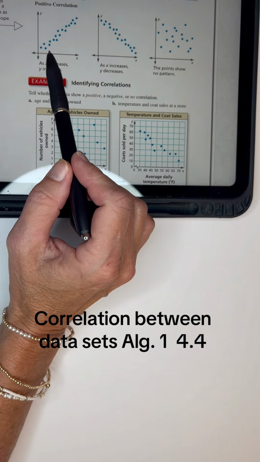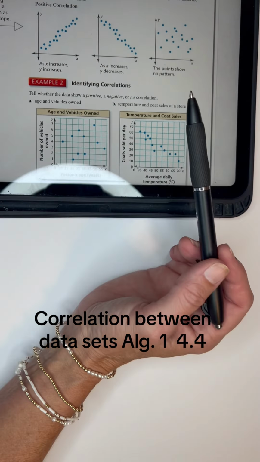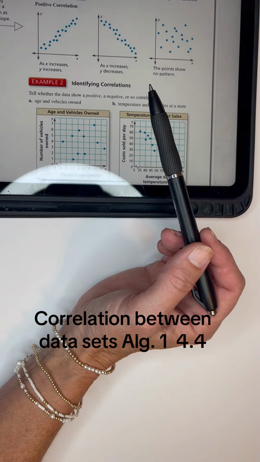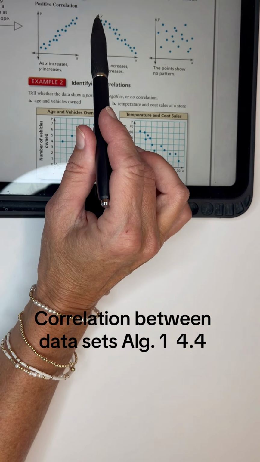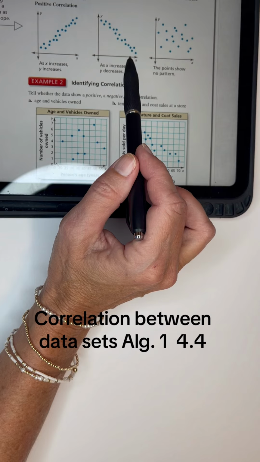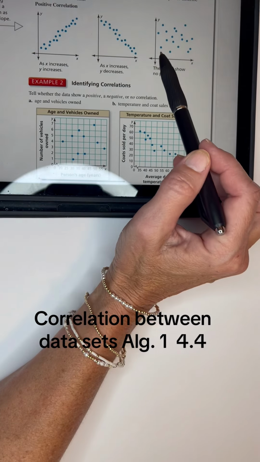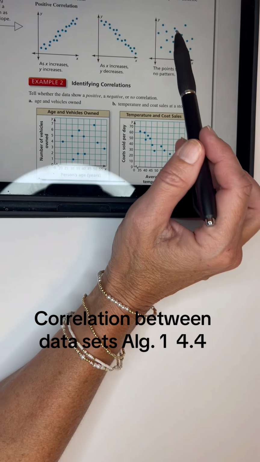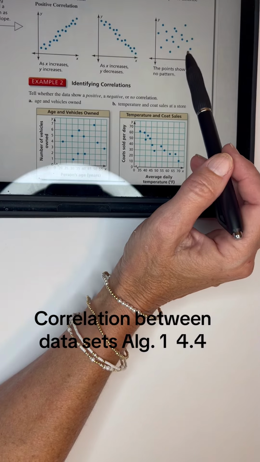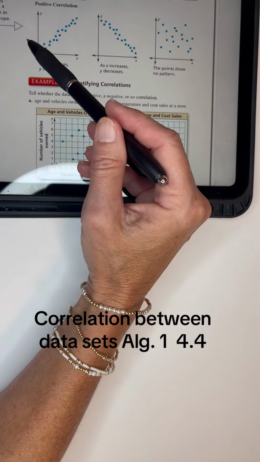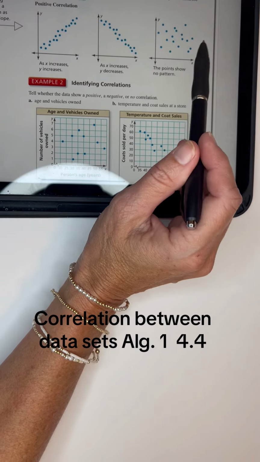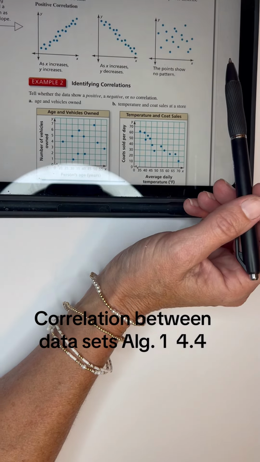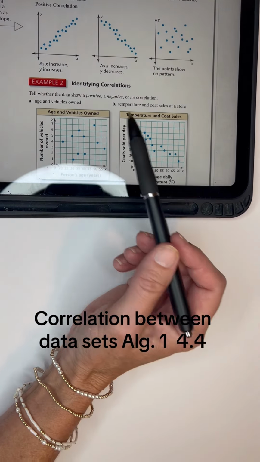So as the x increases, if the y increases, we would call that a positive correlation. But as the x increases, if the y decreases, we would call that a negative correlation. And here, if there's no correlation whatsoever, it's just kind of scattered around, there's no pattern here. So think of this as a positive slope, a negative slope, and then there are no points to correlate there.